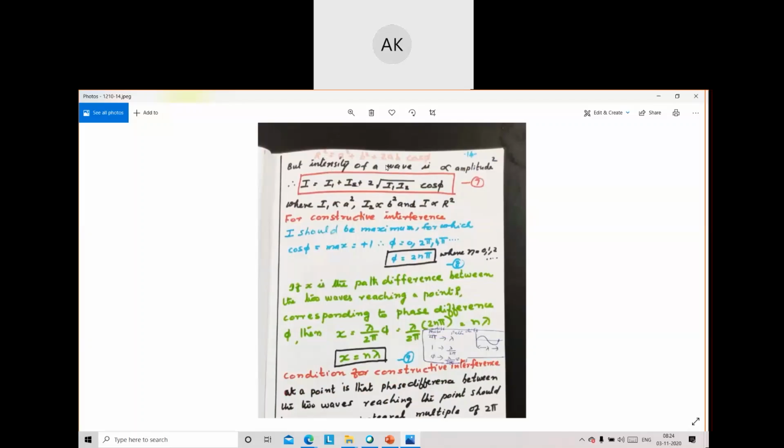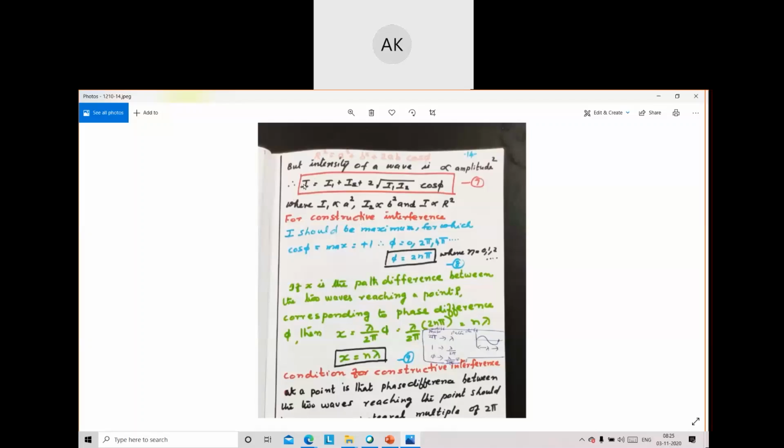Then the intensity of a wave is directly proportional to the square of the amplitude. Intensity is related to the amplitude, the intensity of light on the screen. I told you maximum intensity and minimum intensity are observed on the screen. That intensity is directly proportional to the square of the amplitude. Understand? So we can write this equation. R square is taken as the resultant intensity.